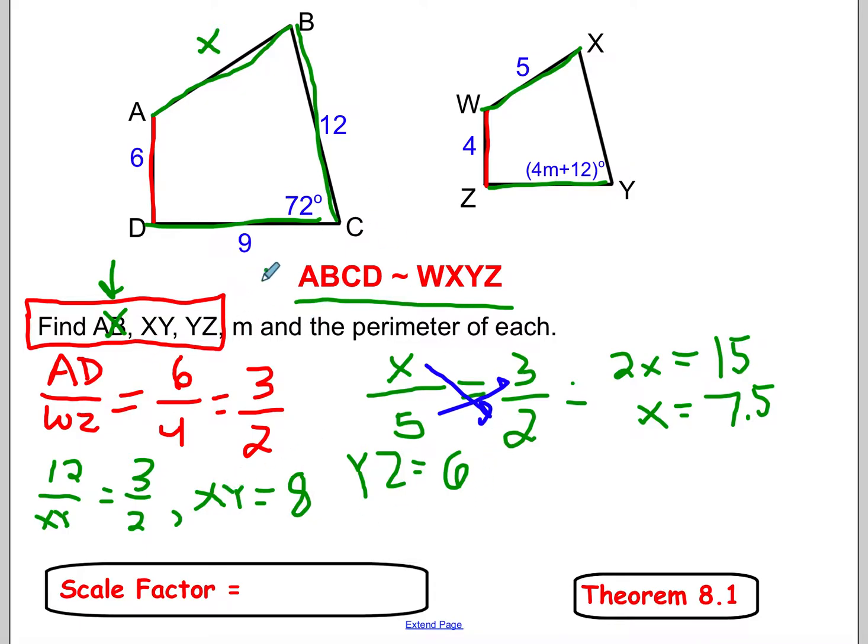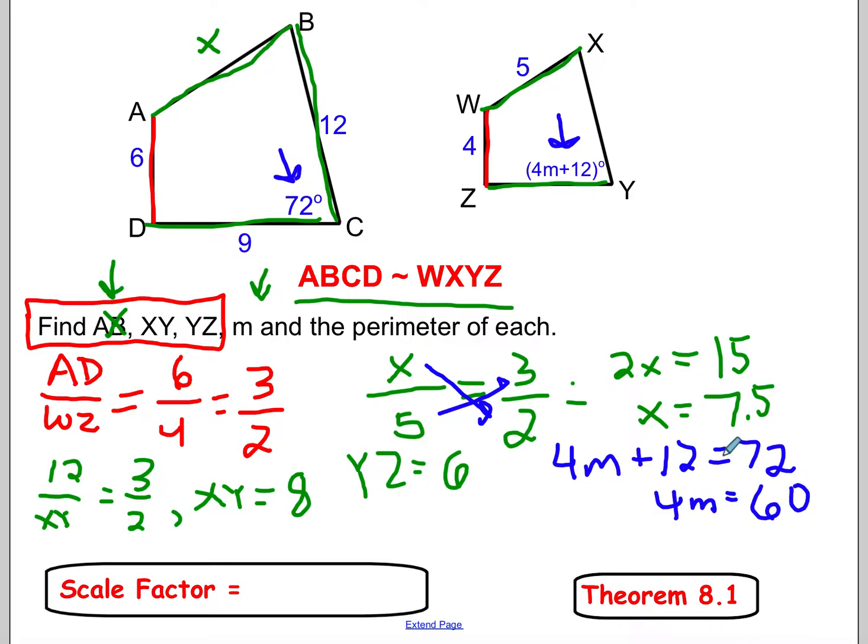Now, the last thing it says is to find m and the perimeter of each. Well, in two similar shapes, once again, we were given that these are similar. What we know is that the corresponding angles will be congruent. This angle is 72. This angle is 4m plus 12. So those two things have to be congruent. So in order to solve for m, I need to set those two values equal to each other and solve. My first step is going to be to subtract 12 from each side. And when I do that, I'll get 4m equals 60, and then I need to divide both sides by 4. And when I do that, I'll get that m is 15.